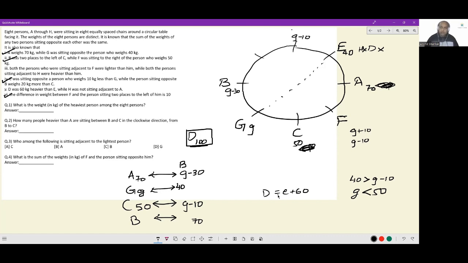If D weighs 100 kg, now D and H have to be placed here. Let's say A weighs 70 kg, G was sitting opposite, this is done. B was two places to the left of C, this is done. Both the persons who were sitting adjacent to F were lighter than him.